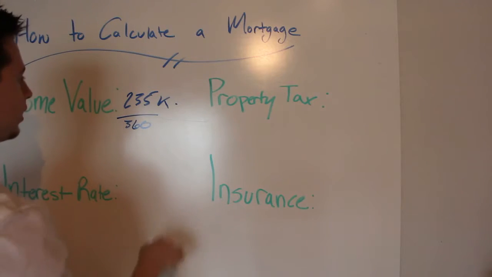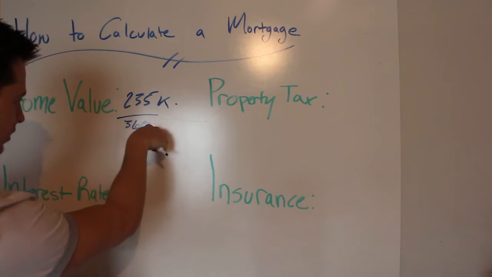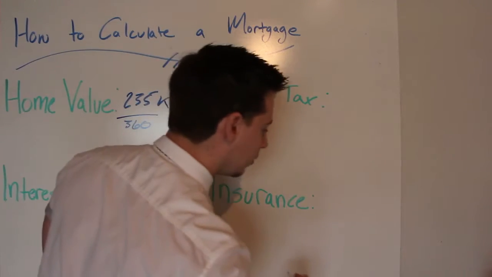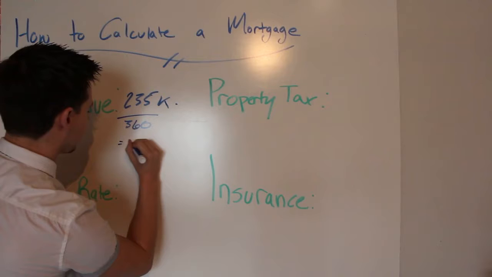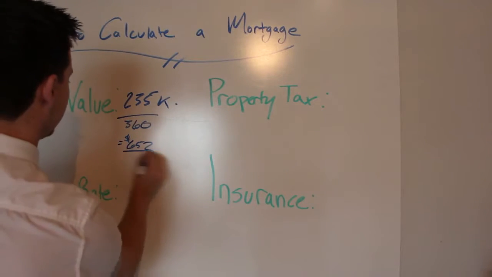So first thing you do, very simple, divide your home amount by your payments, how many you've got to make over the loan period, and you'll get your monthly amount. I've got a little cheat sheet over here. It ends up coming out to $652. That right there is called your principal.